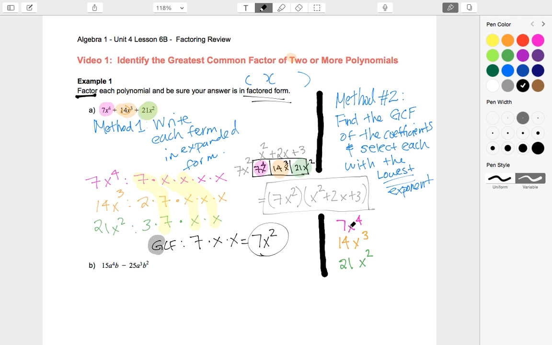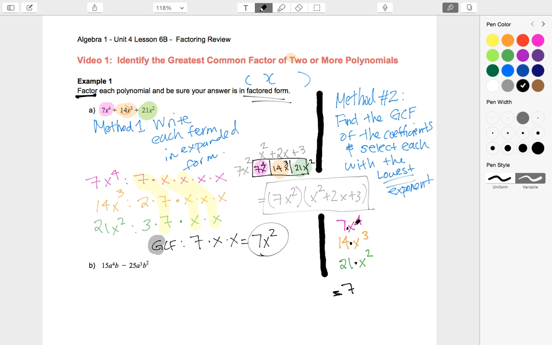So the best way for me to do that is I look at 7, I look at 14, I look at 21. So basically the numbers in front of each variable. So 7, 14, 21, the GCF for all of these is just 7. Okay, so if I just look at the values itself, that's equal to 7 as the GCF.